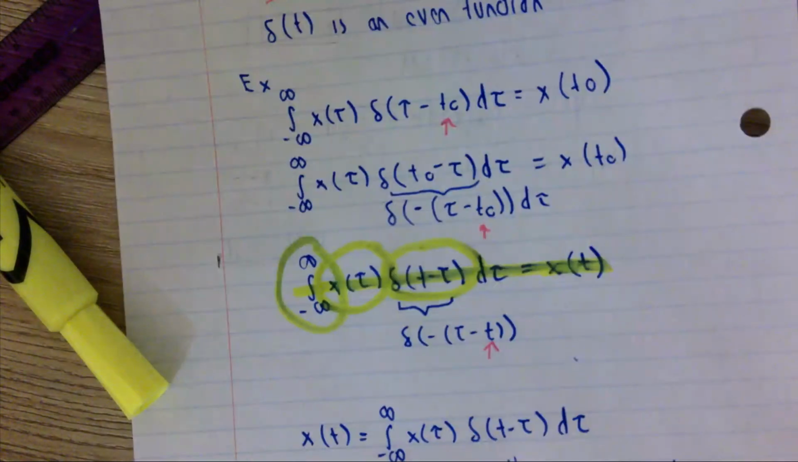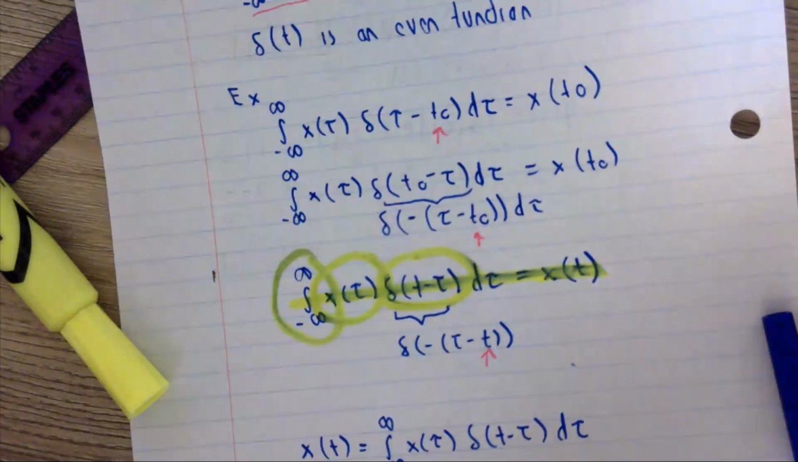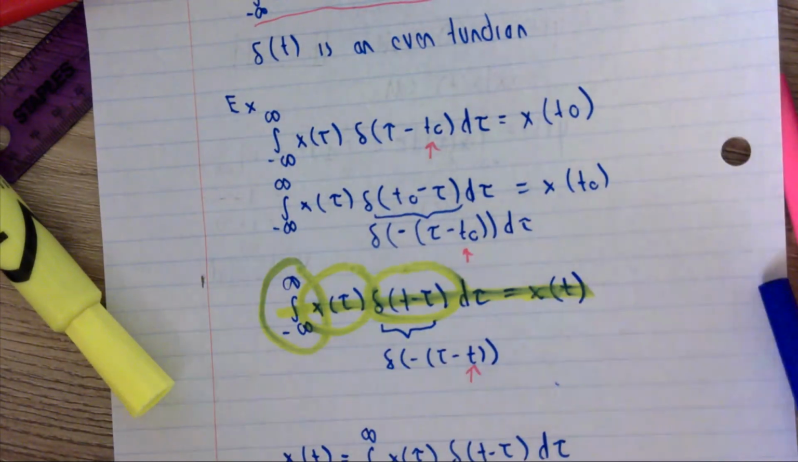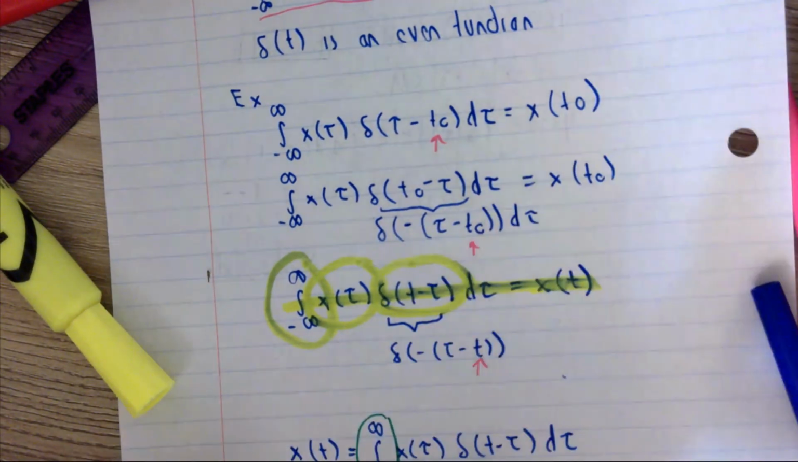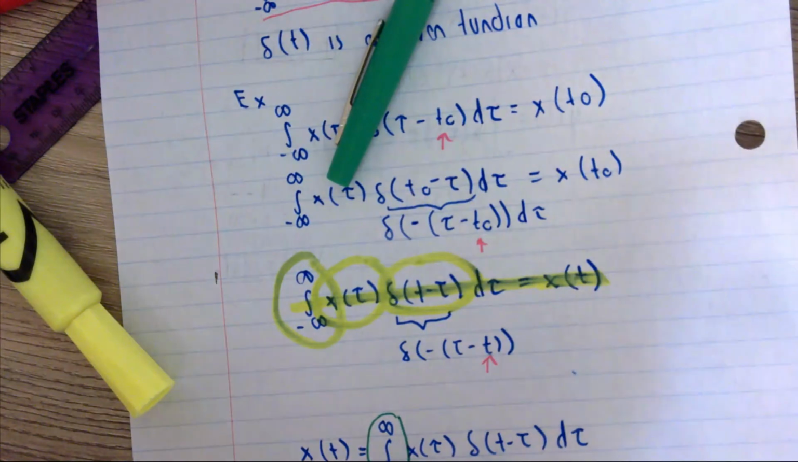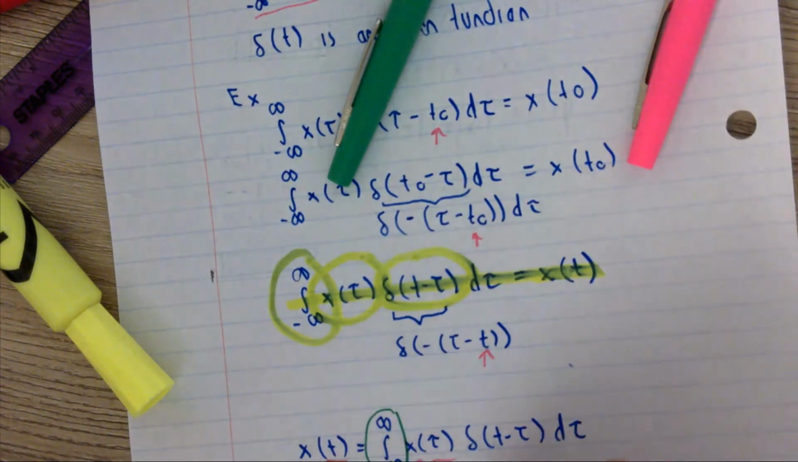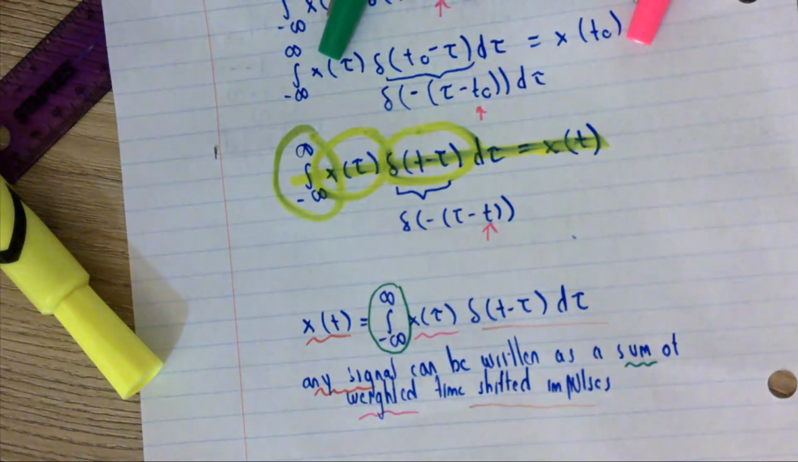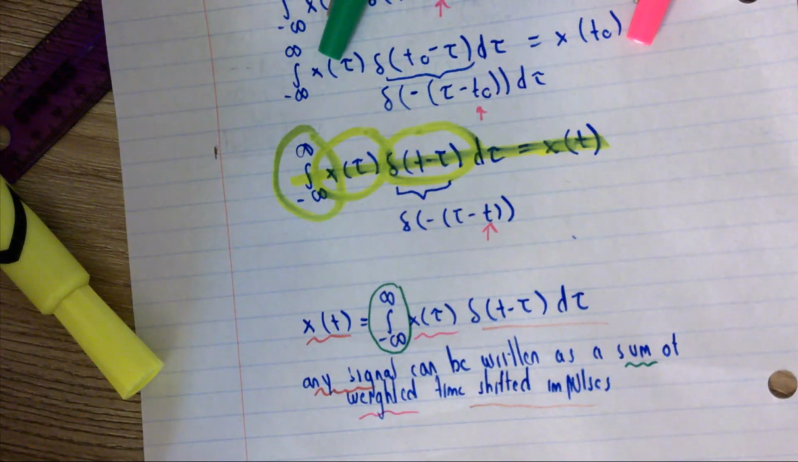And that's where we get it from. So any signal, literally that just means this, can be written as a sum, integral, of weighted, and then time-shifted impulses. And that's how we derive it right there. Now let's get over to the convolution integral, which basically will tell you a fair amount.